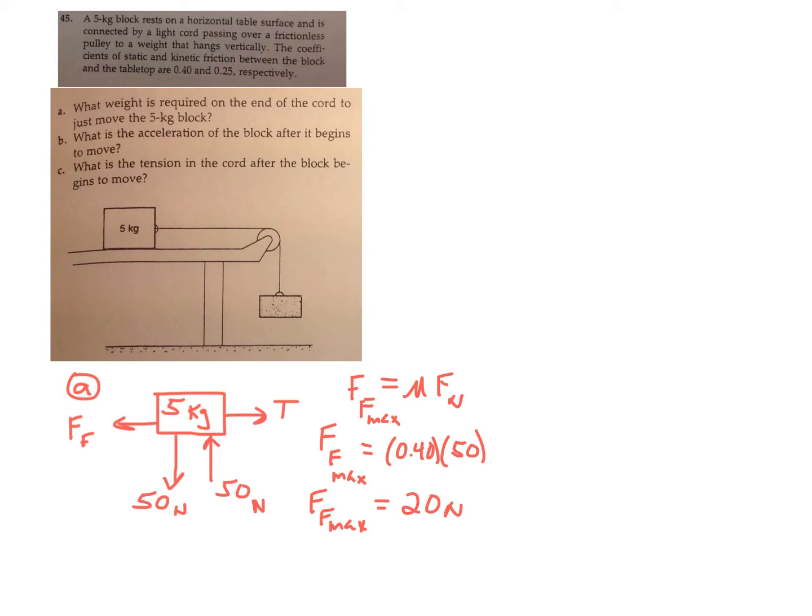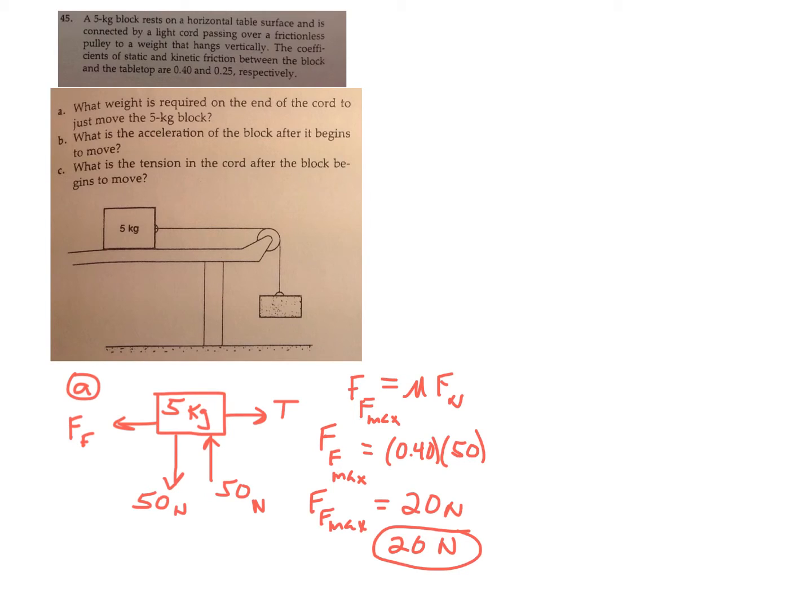In other words, if you put a 20 newton weight, which has a mass of 2 kilograms, it says what weight is required. So we need a 20 newton weight. That's the answer to part A. We need 20 newtons of weight hanging over the table to have any chance of getting this thing to move. Anything less than that, friction will match it. But that's the initial condition.